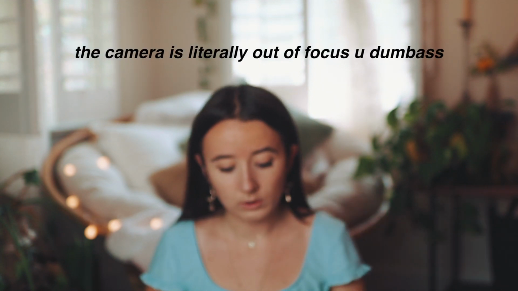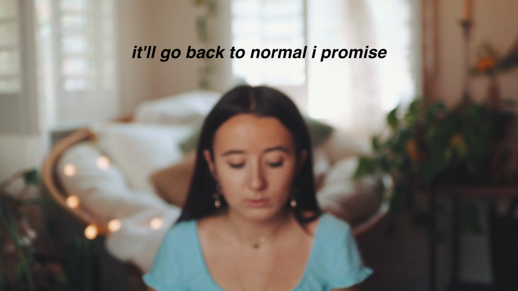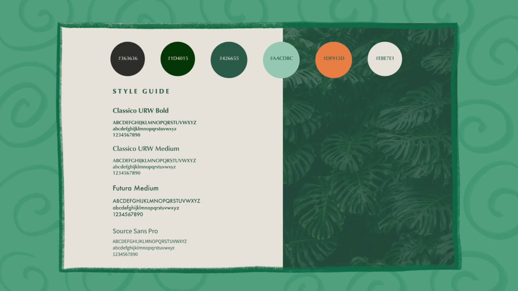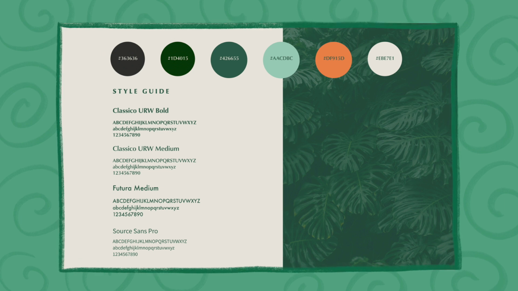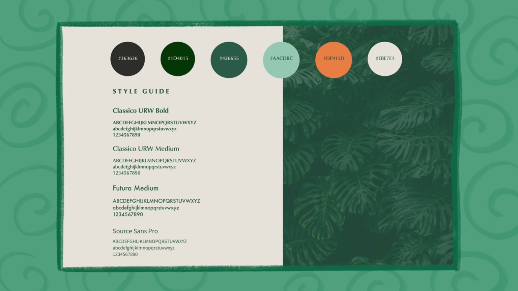Before I show you the website itself, I thought I would show you the style guide because that is also included on this Behance presentation. As you can see, I've got some green tones, and then an orange and off-white, and I ended up using 3 different fonts, so I showed them here.